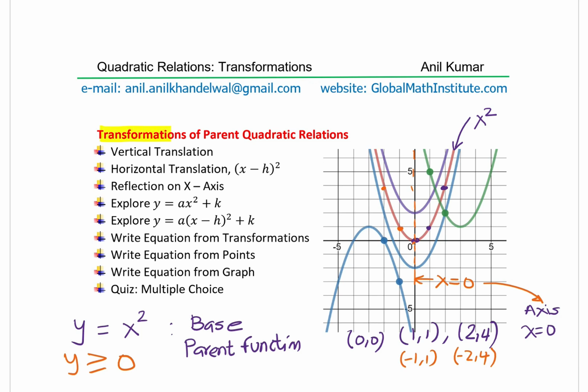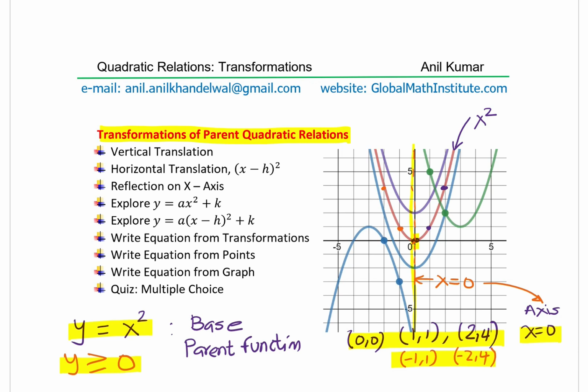So I hope this part is very clear. What parent function are we talking about? It is y equals x squared, where y is always greater than or equal to 0. And these are the 5 key points which we should consider. The axis x equals 0 is extremely important, and this graph goes through the origin, symmetric about the line x equals 0. Now we'll consider all the transformations one by one.